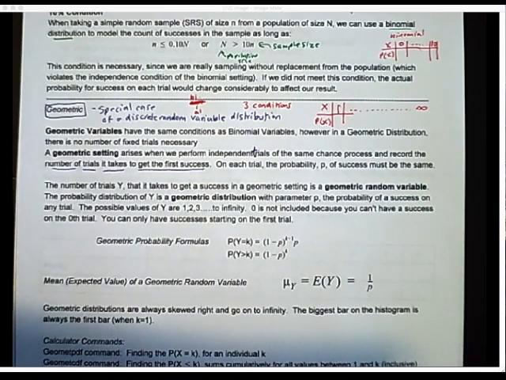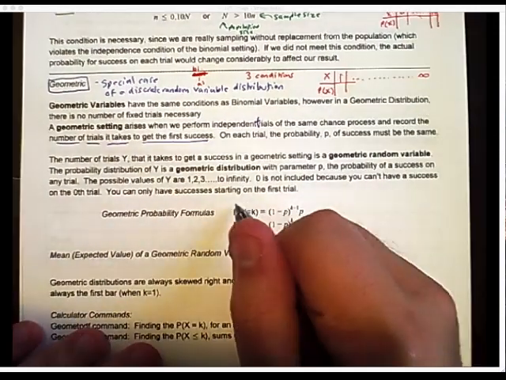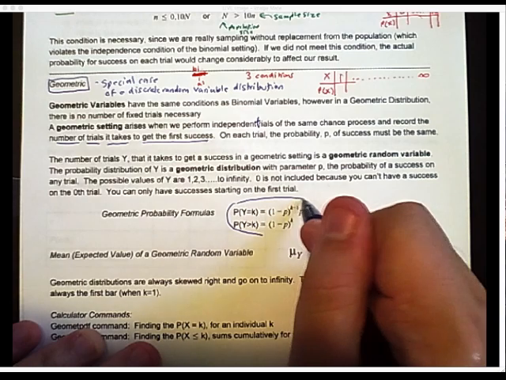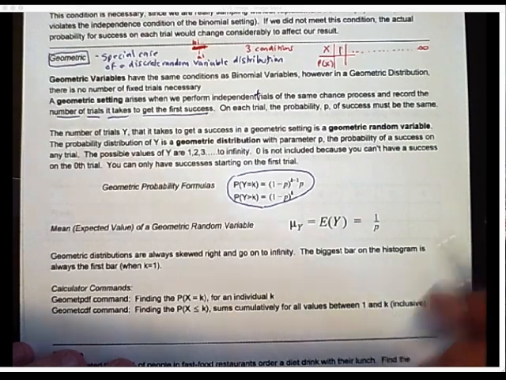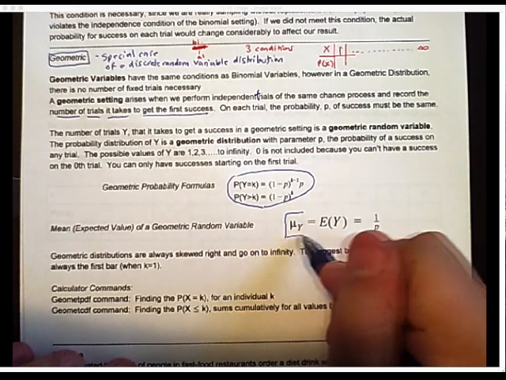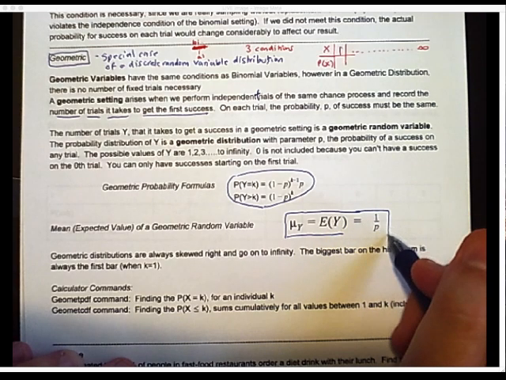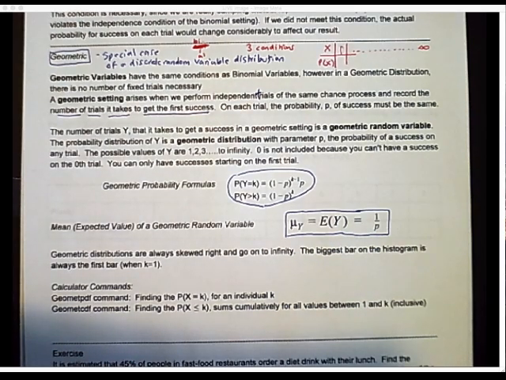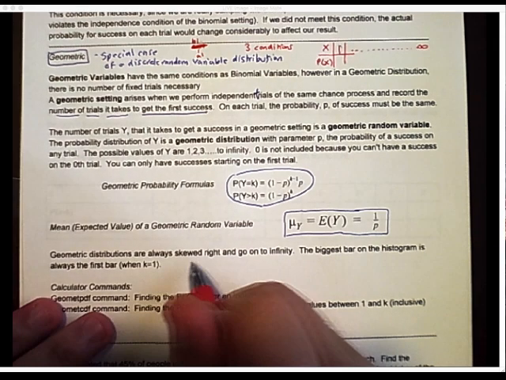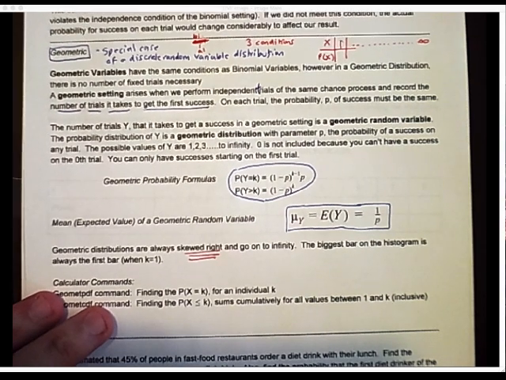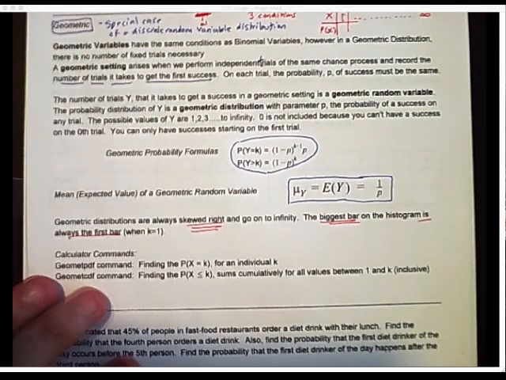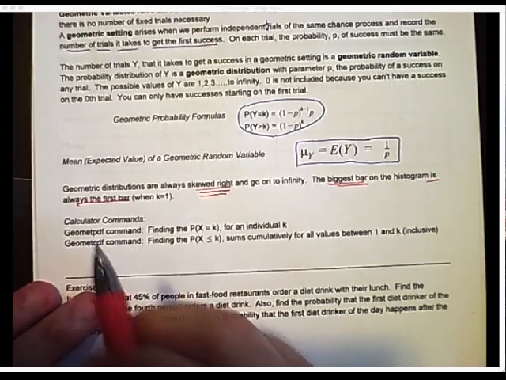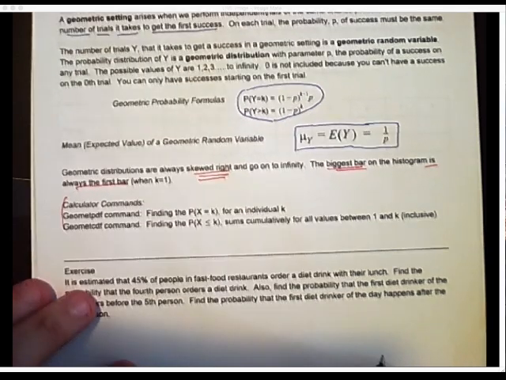So here are some formulas that we're going to use, and we'll talk about why they are what they are when we get to the examples. You don't really have to memorize those. I'll show you an easier way. And here's how we would find the mean of a geometric distribution. Geometric distributions are always skewed right, and the biggest bar is always the first bar. We do have 2 calculator commands, which I'll show you as well.